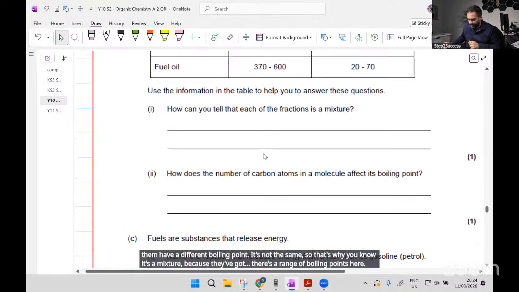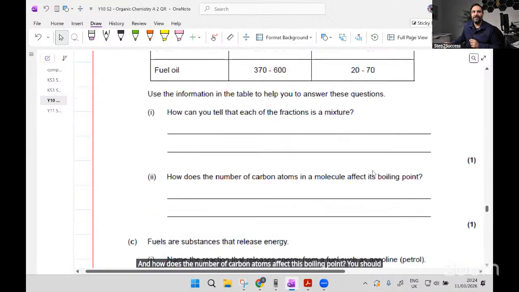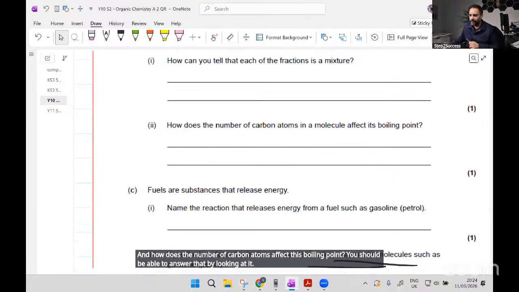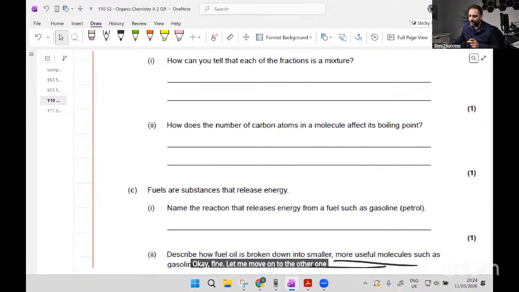And how does the number of carbon atoms affect this boiling point? You should be able to answer that by looking at it. Okay, fine. Let me move on to the other one. 4C and D and 6D, presumably that's from the year 11.